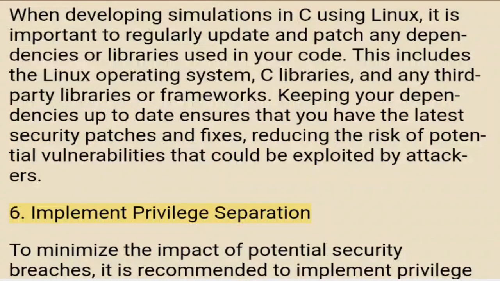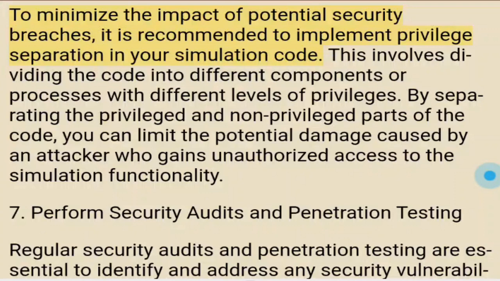6. Implement privilege separation. To minimize the impact of potential security breaches, it is recommended to implement privilege separation in your simulation code. This involves dividing the code into different components or processes with different levels of privileges. By separating the privileged and non-privileged parts of the code, you can limit the potential damage caused by an attacker who gains unauthorized access to the simulation functionality.